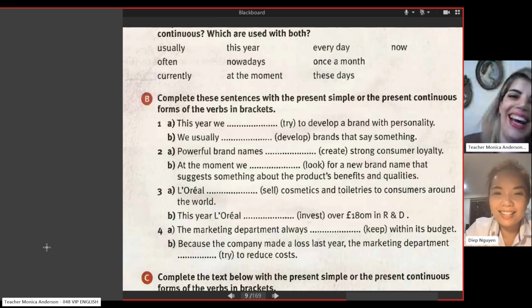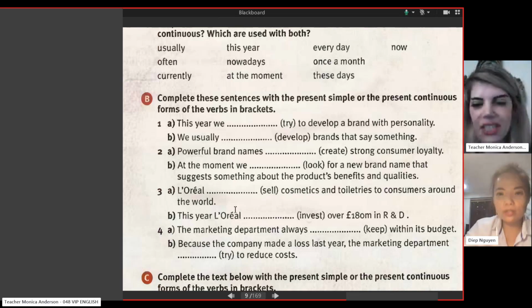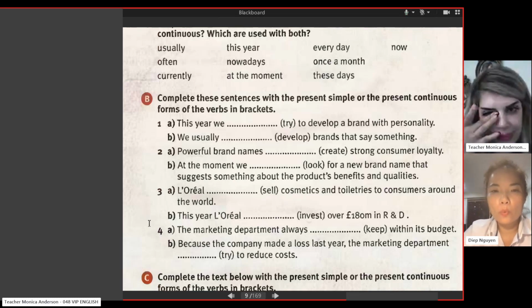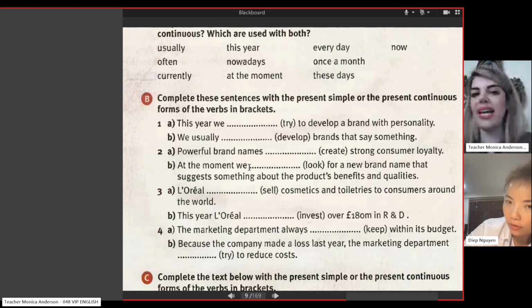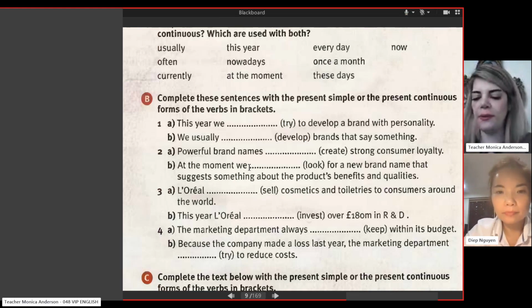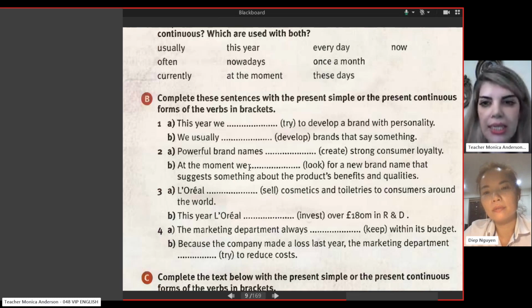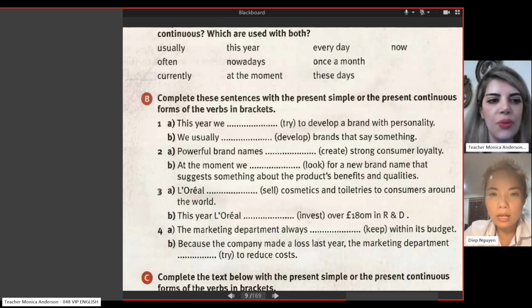This year we're trying to develop... We usually develop powerful brand names. Great. Means, okay. Very good.